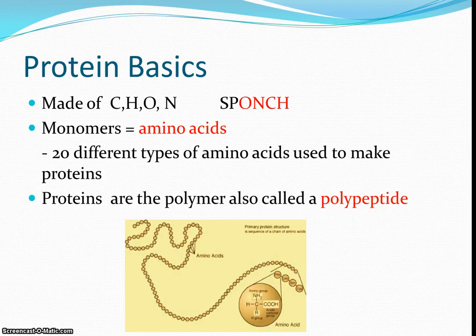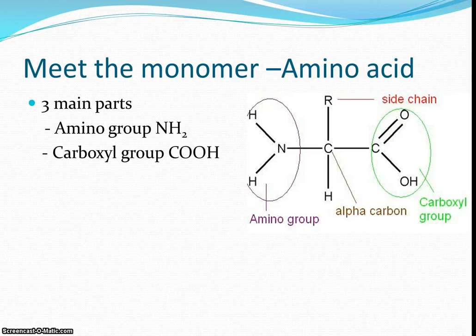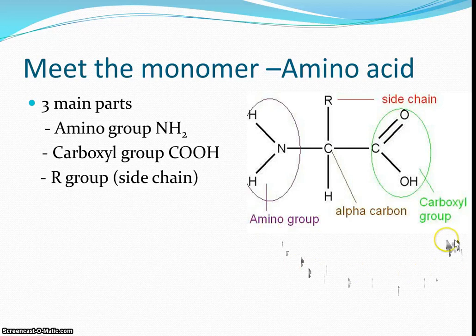A protein polymer is called a polypeptide. The bond that holds two amino acids together is called a peptide bond. When we look at just the monomer, the name amino acid comes from two things. The amine group is this NH2, and the carboxylic acid, or the acid part of amino acid, is this group right here: the C double bonded to the O, and the OH.